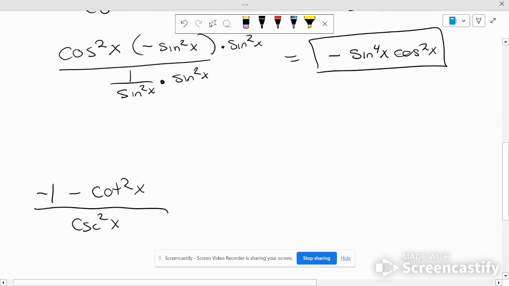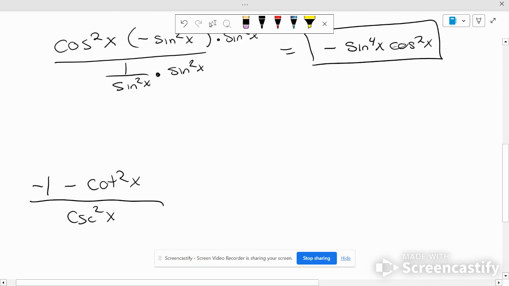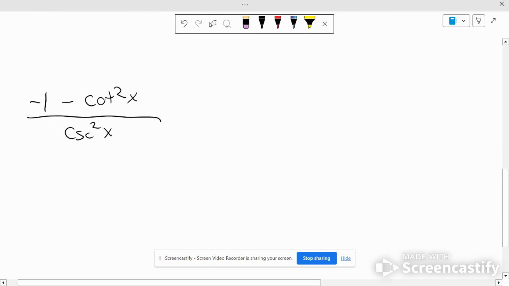Our next one is negative 1 minus cotangent squared of x over cosecant squared of x. This is ridiculously easy if you see it. If you see it, this is ridiculously easy.